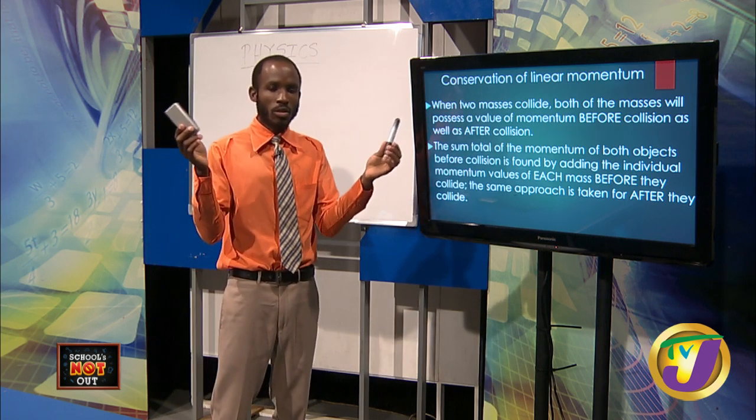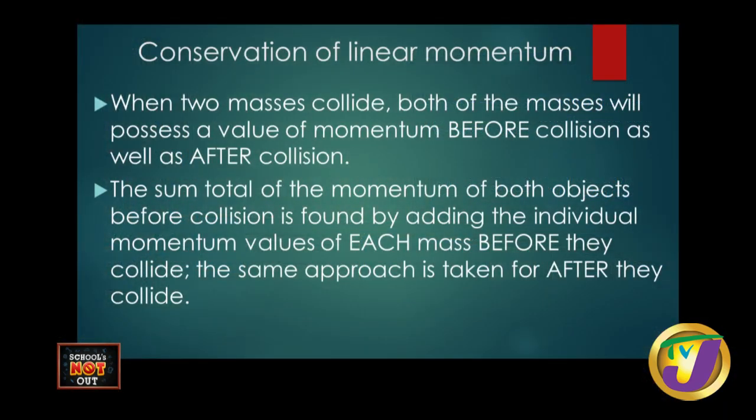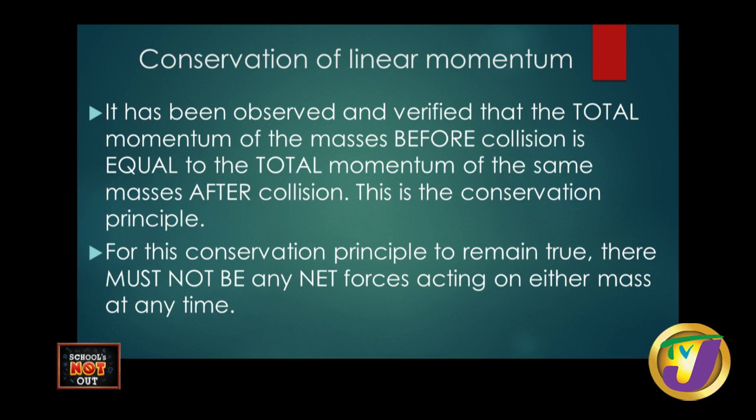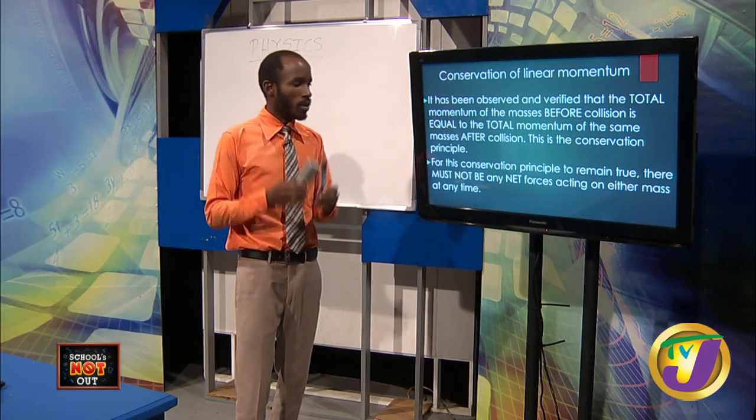When they collide, you do the same thing, mass and velocity, and you add them. That's how you find total momentum before and after the collision. It has been observed and verified that the total momentum of the masses before the collision is equal to the total momentum of the same masses after the collision. This is where we get the conservation of linear momentum principle. Before, I said collisions are elastic and inelastic, but the momentum is conserved in both. Momentum is really the sum of the two objects before and after they collide.